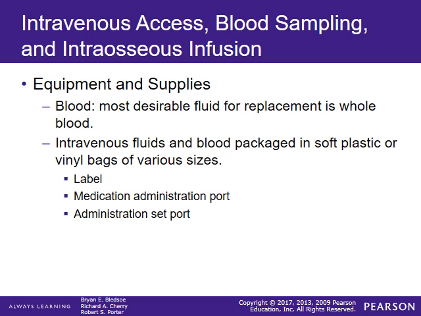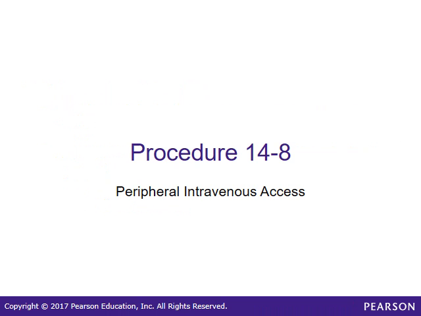Blood is the most desirable fluid for replacement, and whole blood is the desirable form of blood or blood products. Intravenous fluids and blood are packaged in soft plastic or vinyl bags in various sizes. Remember, all intravenous fluids are labeled. They all have medication administration ports, and they all have an administration set port within them. Look briefly at the peripheral IV access.